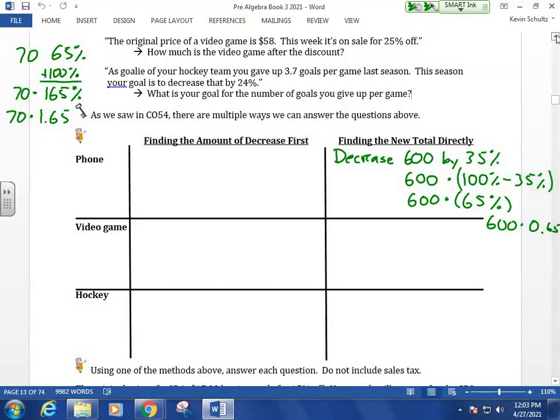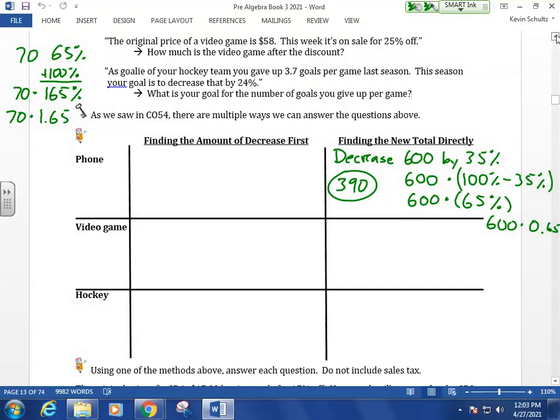Okay, 600 times 0.65, which, when you do that in a calculator, is 390, which is our answer. We only want to talk on the phone for 390 minutes. If you get an answer that is greater than 600, you know you've done something wrong here, right? Because that's talking for more than 600. We want to decrease that time. We want to talk for less.